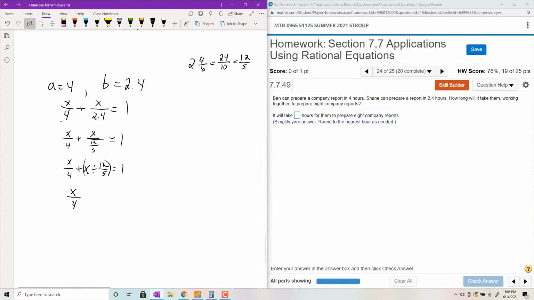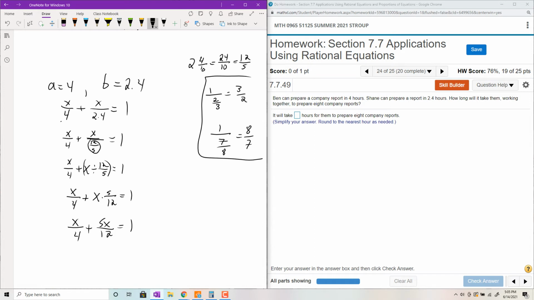So you have x over 4 plus... this might be going above and beyond. Probably could have just multiplied everything by 4 times 2.4. That would have been easier. Anyways, times 5 over 12 equals 1. So you have x over 4 plus 5x over 12 equals 1. In other words, you just take the reciprocal of it. 1 all over 2 all over 3 is equal to 3/2. 1 all over 7 all over 8 is equal to 8/7. You get it?